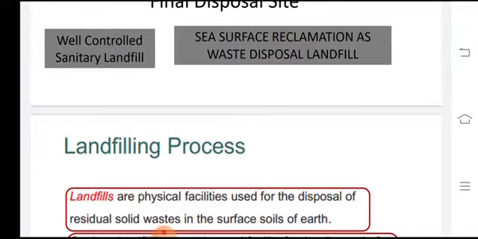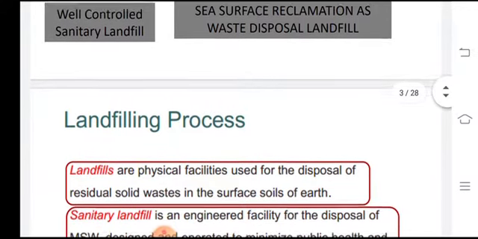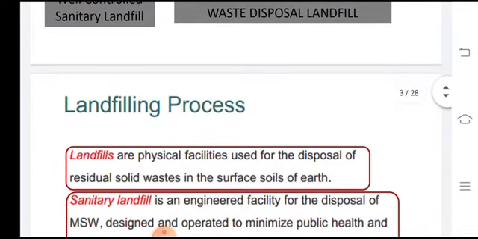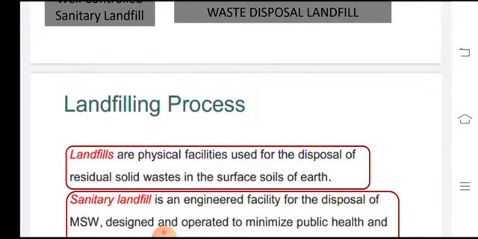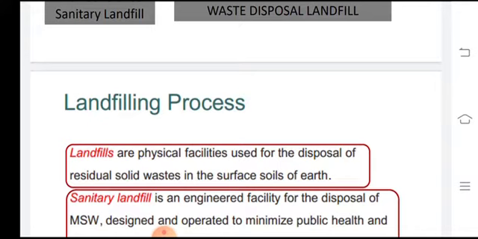First of all, we have the option of sanitary landfill, and the second option is to reclaim the sea surface for the waste disposal landfill site. This is a very common practice nowadays in most of the mega cities of the world. We are experiencing that landfills are not being established within the cities, but have been shifted to open areas near the seashores of the coastal belt, where the sea is comparatively less deep and it is easier to fill that portion of sea.